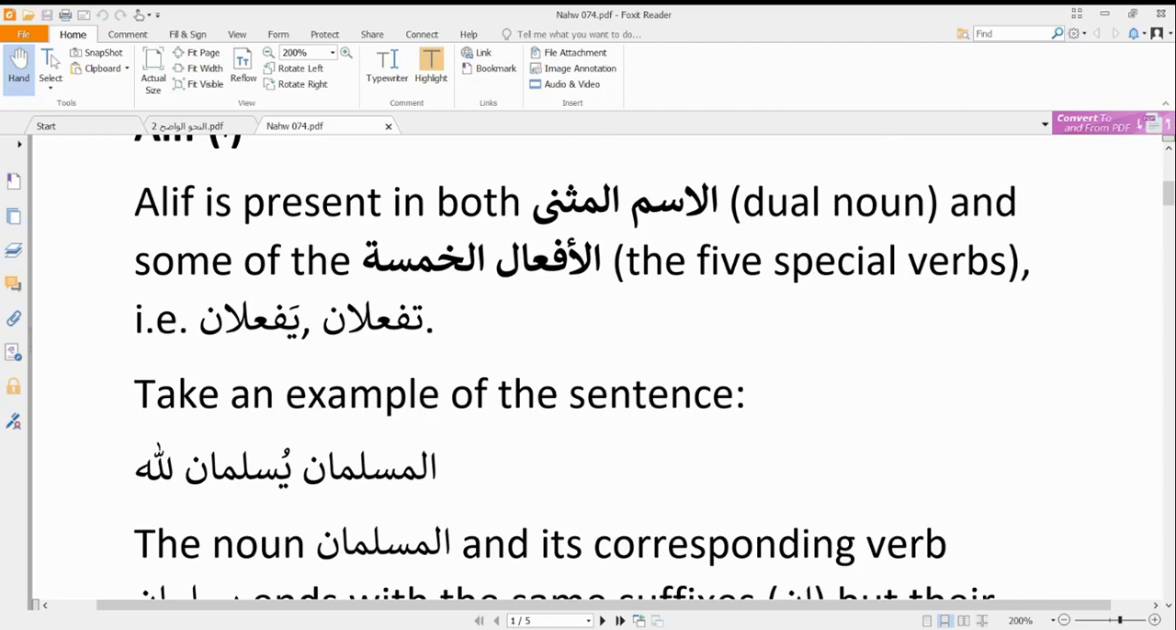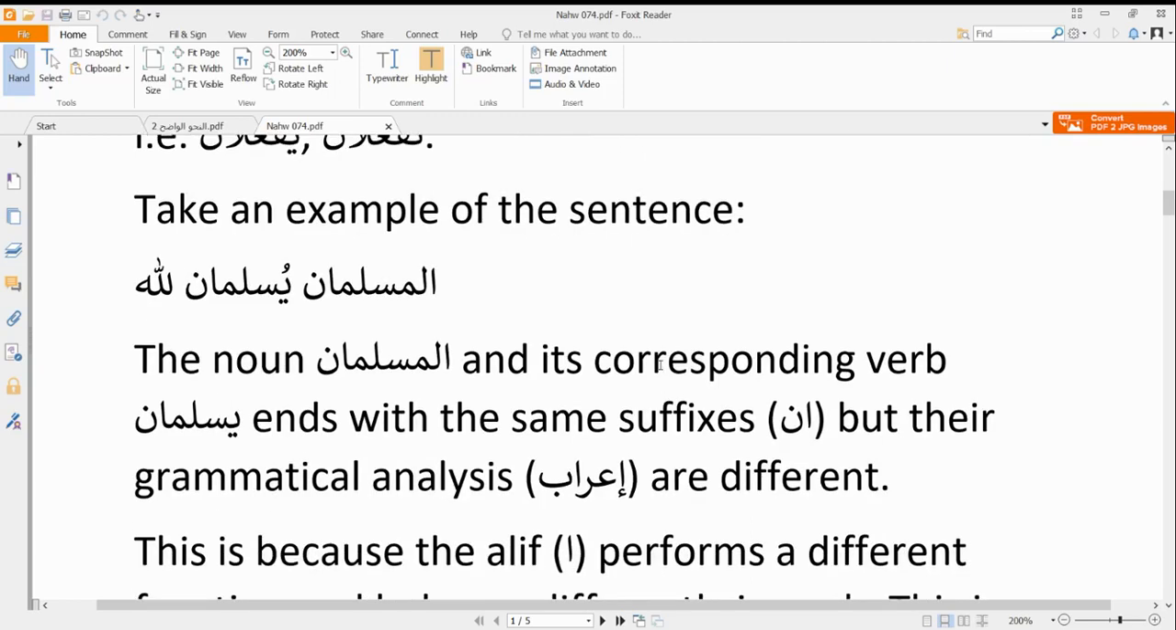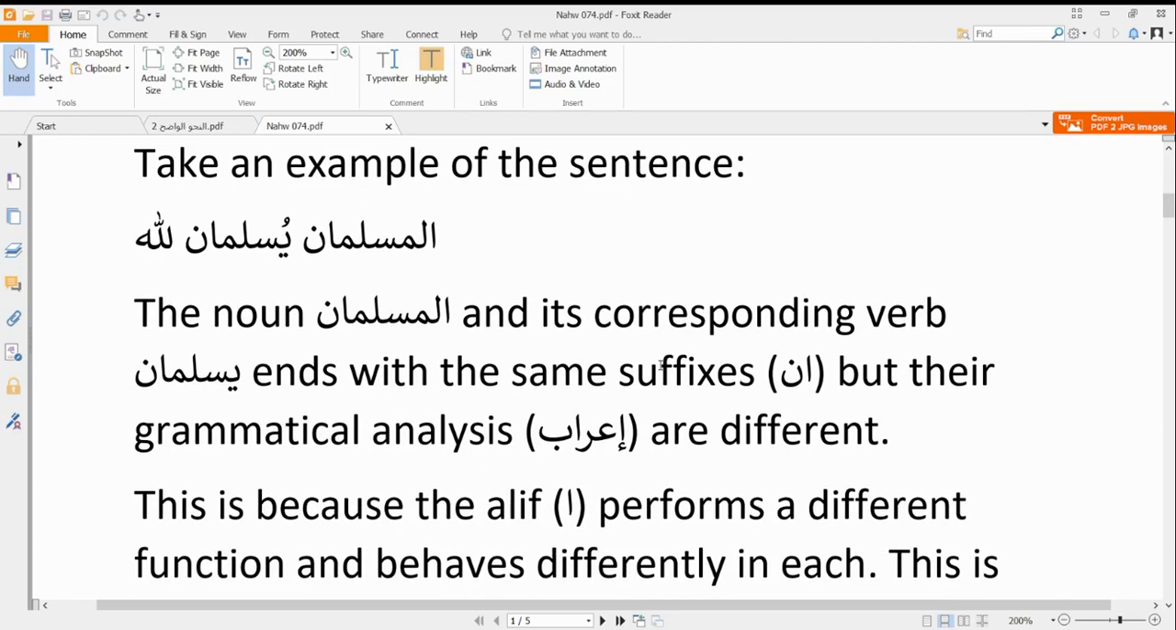In the case of af'alul khamsa, we have yaf'alani and taf'alani, which also end with an alif and nun. However, despite the fact that we have the same suffix, the alif and nun, their i'rab is very different in the two cases, because the alif performs a different function and behaves in a different way in an ism compared to a fi'l.